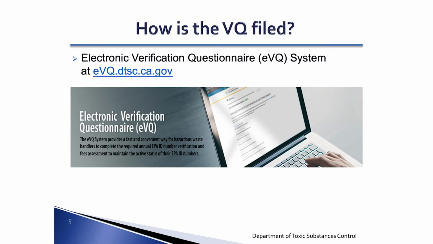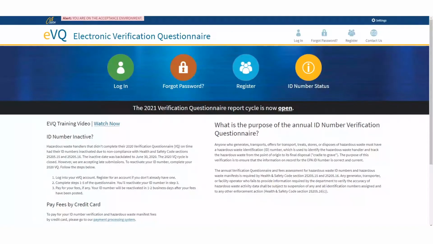The questionnaire is filed electronically through the eVQ system at evq.dtsc.ca.gov. The eVQ system provides a fast and convenient way for you to file the questionnaire. Next, we'll briefly go over how to register for an eVQ account. If this is your first time filing the verification questionnaire, you'll need to register an eVQ account.